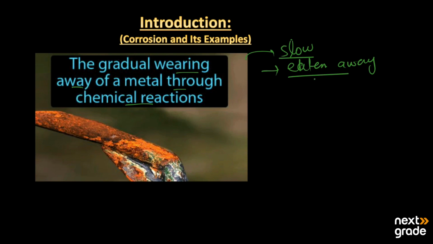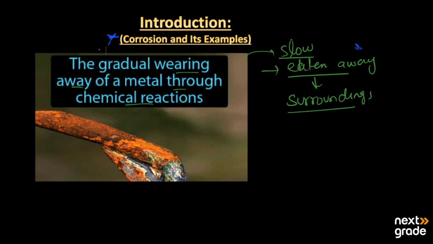The metal is eaten away by the surroundings' chemical reactions. So this is basically known as corrosion, in which the metal just corrodes away, or may start to decay, or may be wearing away or eaten away by the surroundings' chemical reaction. This process is known as corrosion.